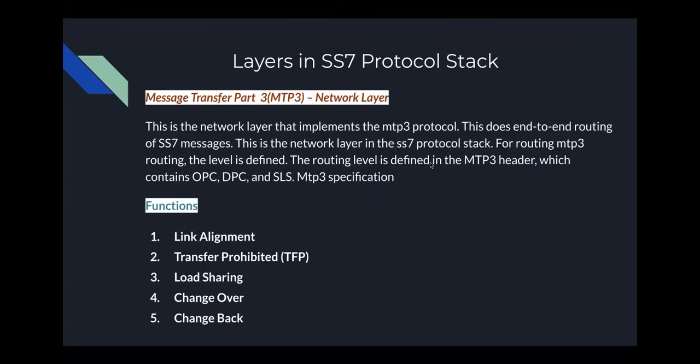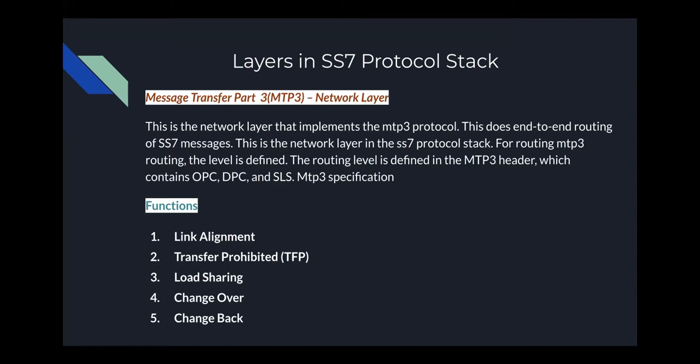The third layer is the MTP3, which relates to the network layer. This is the network layer that implements the MTP3 control. It does end-to-end routing of SS7 messages, so it's the one which does the routing for the SS7. The routing level is defined in the MTP3 header, which contains the OPC, the DPC, and the SLS.